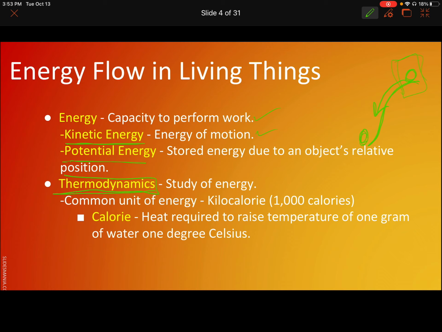Thermodynamics is the study of energy. And anytime we're talking about studying energy, we're talking about thermodynamics. There's lots of ways that people go into this field. People go into this field when they want to look at fuel sources for houses and cars. People go into thermodynamics when they're looking at athlete performance.